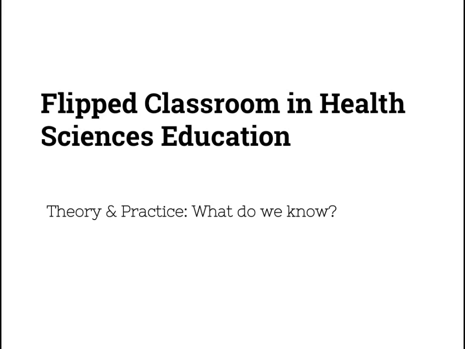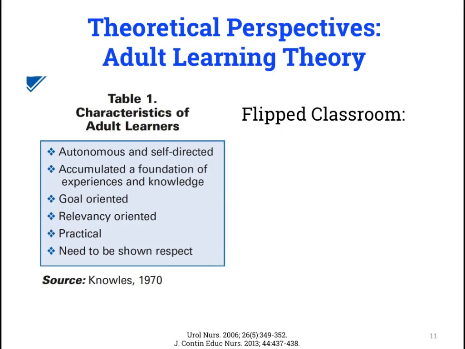So we talked a little bit about the theory already, but I'm going to delve into that a little bit more in this next section, and then focus more on the evidence available. So looking at the theory again, we touched on it briefly before, but adult learning theory. Malcolm Knowles is one of the pioneers of this theory, or of andragogy, and characterized several essential learning characteristics.